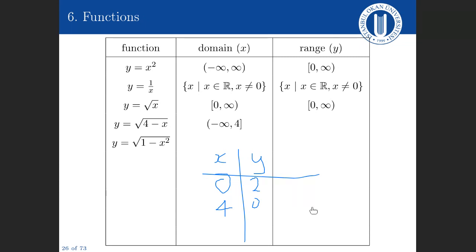What about if we go the other way? So let's say x is minus 5. Then y is the square root of 4 minus minus 5, square root of 9, or 3. We can go bigger and bigger, but we can't go smaller than 0. y could take values between 0 and infinity.